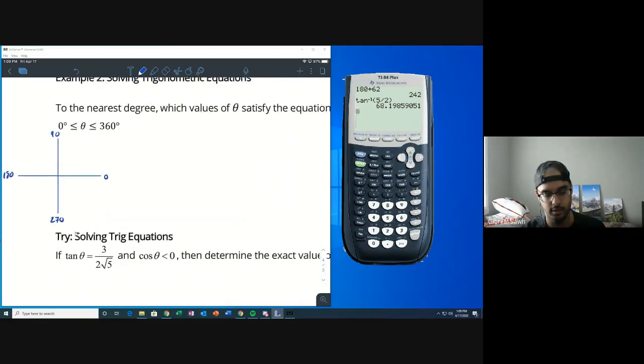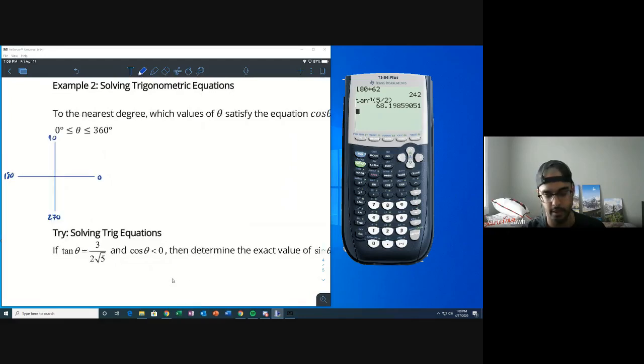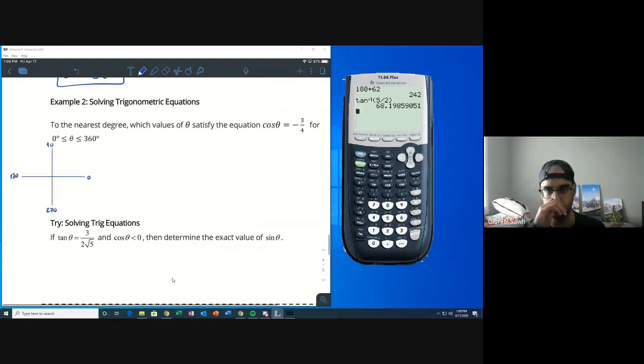Now, to the nearest degree, we need to find the values of theta which satisfy this equation. So cosine theta, I don't know the angle, but I know the ratio has to be negative. Our rule before gave us some insight as to which quadrants had which ratios being positive or negative. Quadrant 4 says cosine is positive. Quadrant 1 says all of the ratios are positive. So this terminal arm can't be in those two.